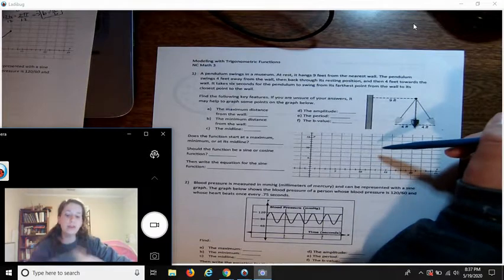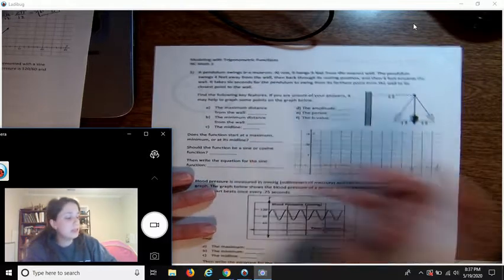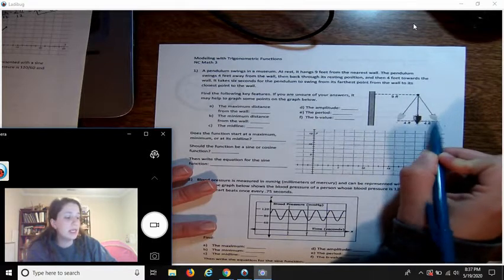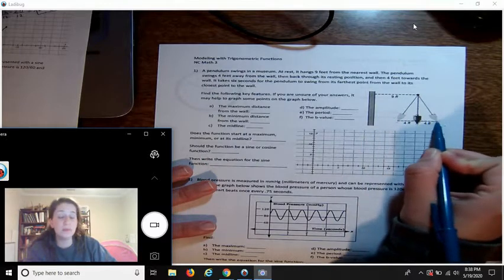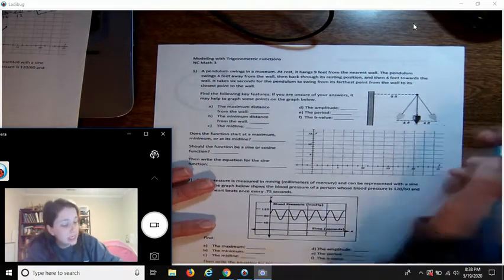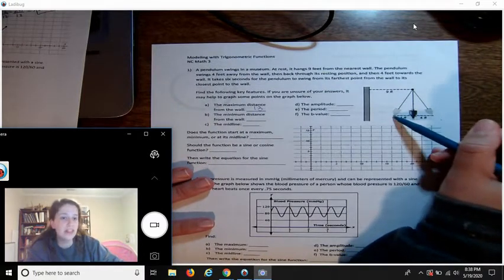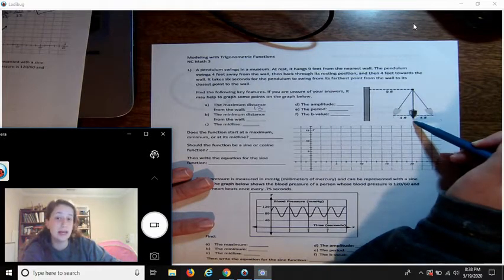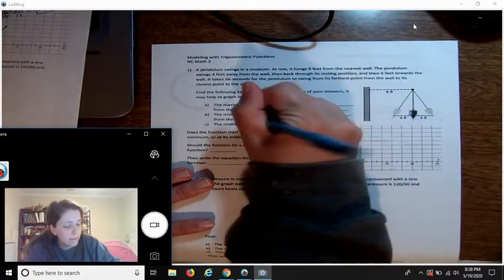Okay, so the first thing we want to do is find the maximum distance from the wall. The maximum distance from the wall we know isn't here, right? Because it can reach all the way over here. But right here, it is 9 feet from the wall. And then to get here, which is the maximum distance, we get 13 feet from the wall because 9 plus 4 gives us 13. Now it says the minimum distance from the wall. That's going to be 4 feet closer to the wall than it is when it's at rest. At rest, it's 9 feet from the wall. Then we move 4 feet to the left. 9 minus 4 should give us 5 feet.